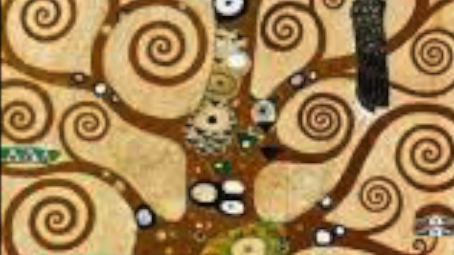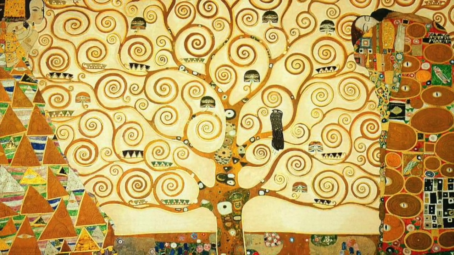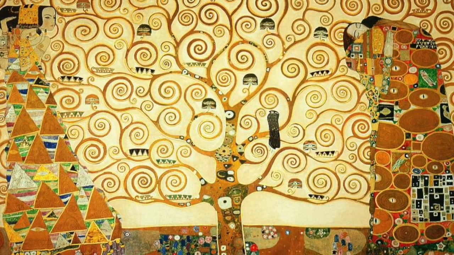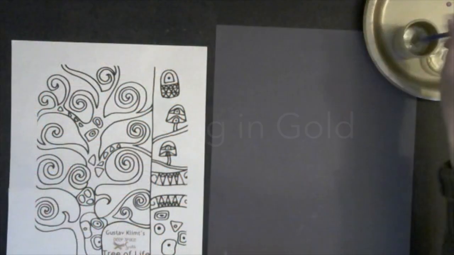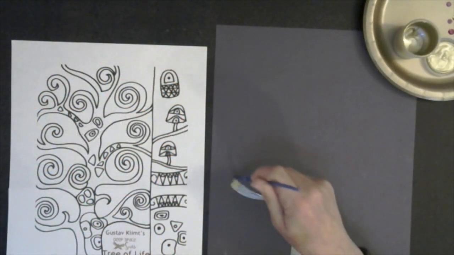One of his most famous paintings, The Tree of Life, he decorates the trunk of the tree using organic and geometric shapes. Today we're going to paint your own tree of life, starting with gold paint.